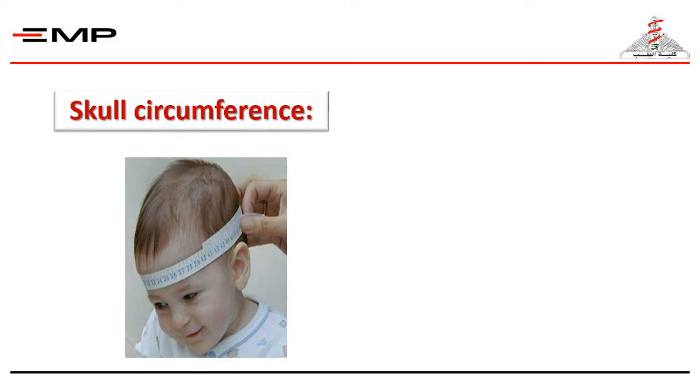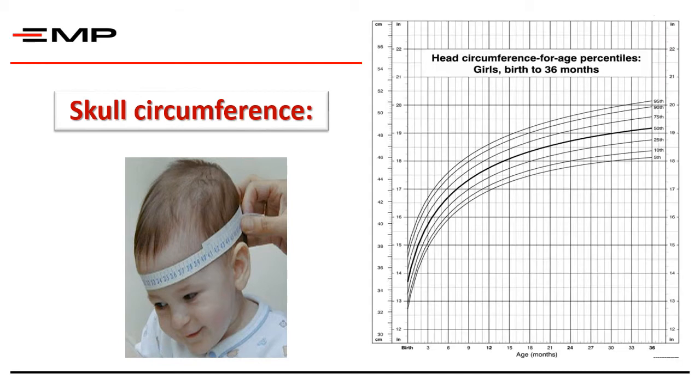Serial measurements of head circumference are crucial during infancy, as it is a period of rapid brain growth. The brain attains about 75% of its adult size by the end of the second year. Just plot the measure on the chart matched for age and sex to check if it is within normal range or not. For example, if a 6-month-old girl has a skull circumference of 42 centimeters, this will be on the 50th centile, which is normal for age.